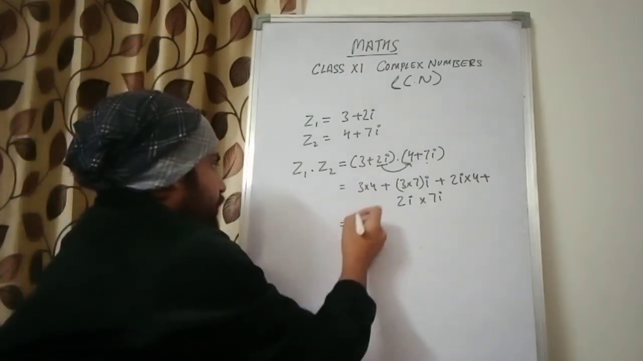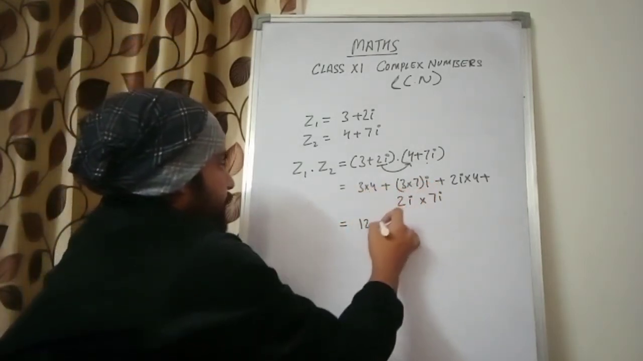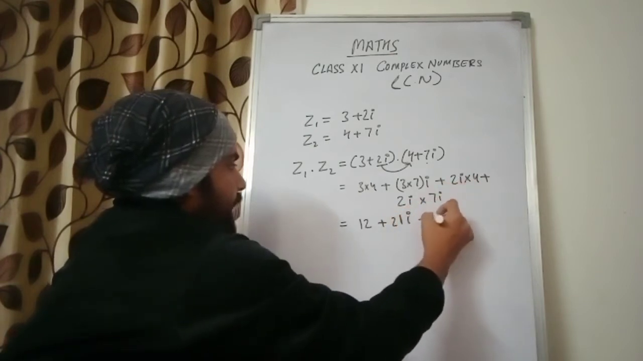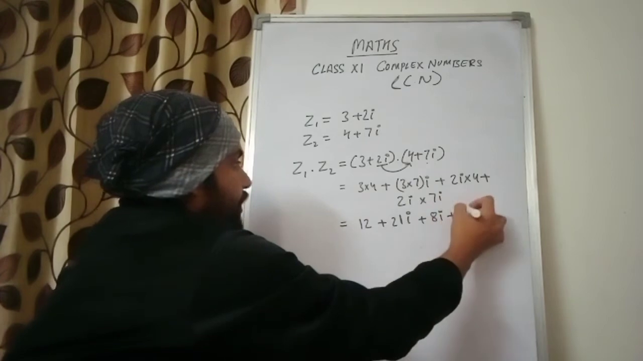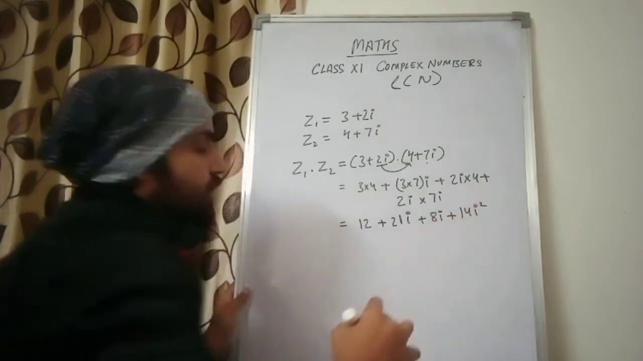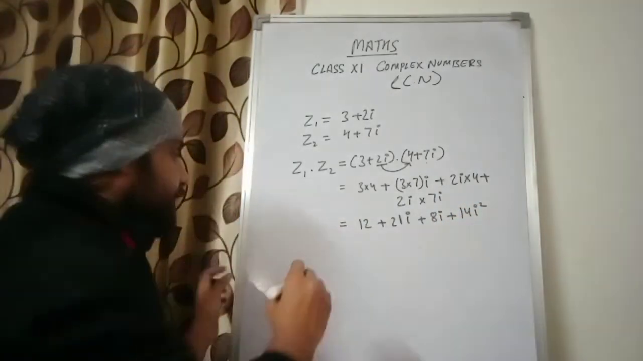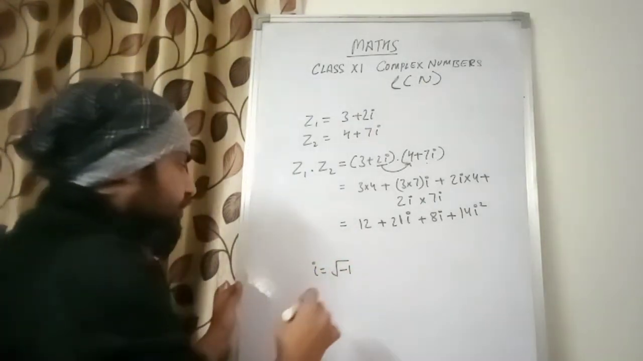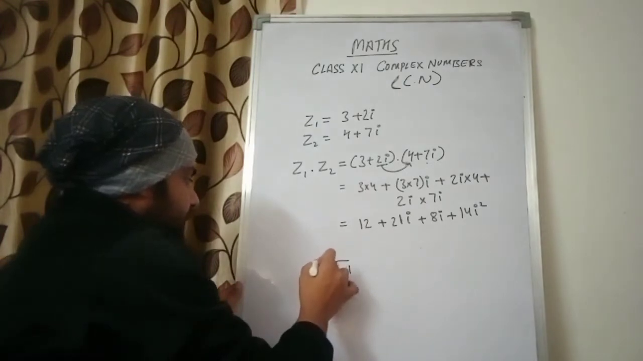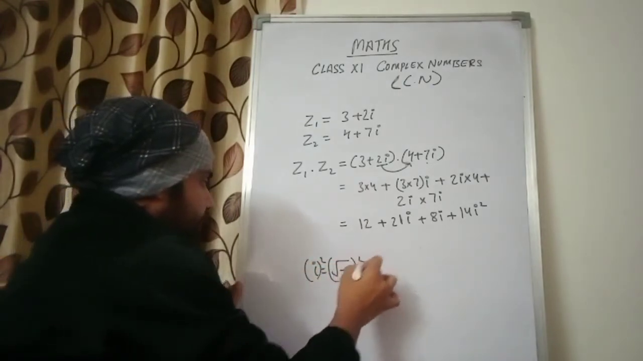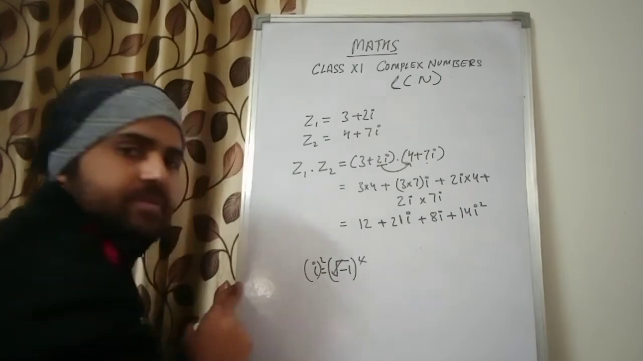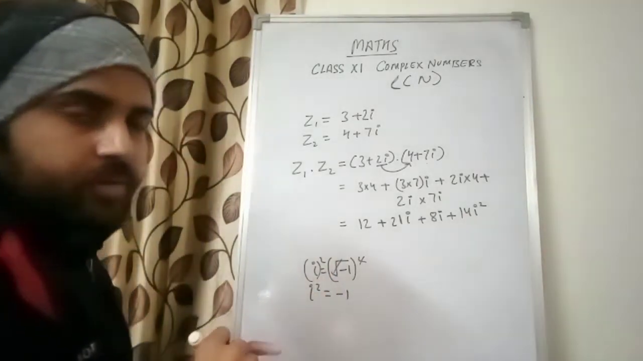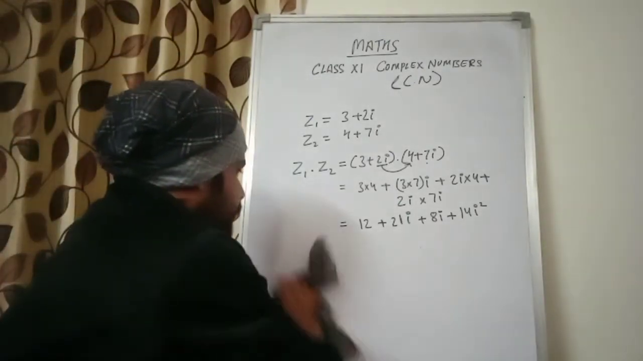So it will become 12, plus 21i, plus 8i, and now this will be 14i square. Now in the starting you must have seen, i is what actually? i is root of minus 1. So if I square both the sides, the square and the square root sign will cancel. So i square is actually minus 1. Okay, so i square is minus 1.